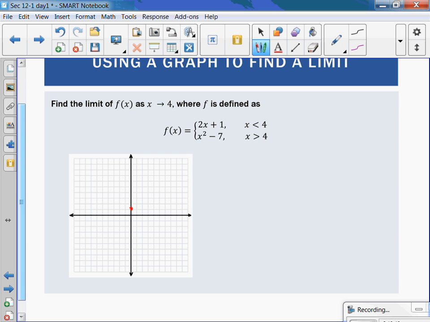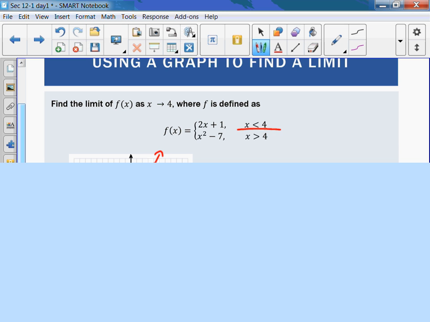But what do I do? All the ones equal. Exactly. So this is where x is strictly less than 4, right? So I have to throw off everything greater than or equal to 4. So 1, 2, 3, 4. Right over here, what do I have, a closed or open circle? That's that first part, 2x plus 1.